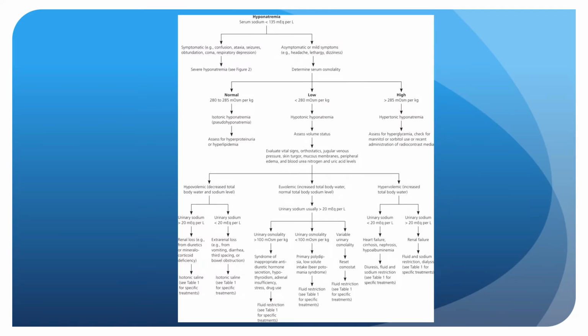The first step is to determine that the patient is hyponatremic, that being a serum sodium level less than 135. After this, you'll decide whether they're symptomatic or asymptomatic. Obviously, if they're symptomatic, you need to be more aggressive in your treatment.